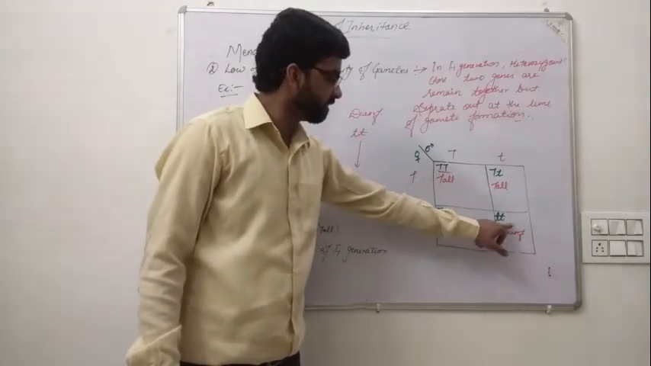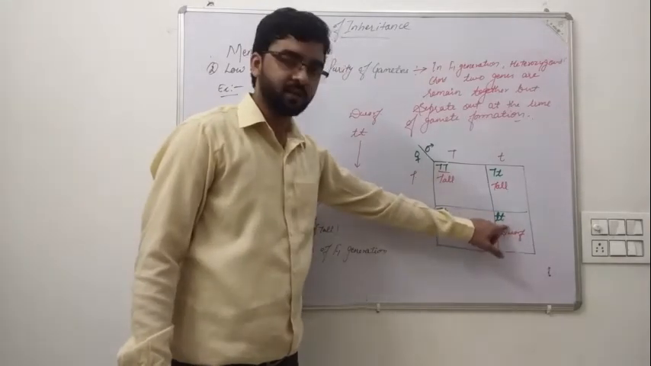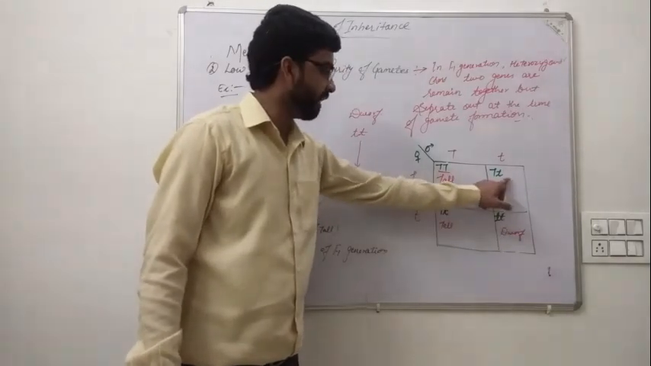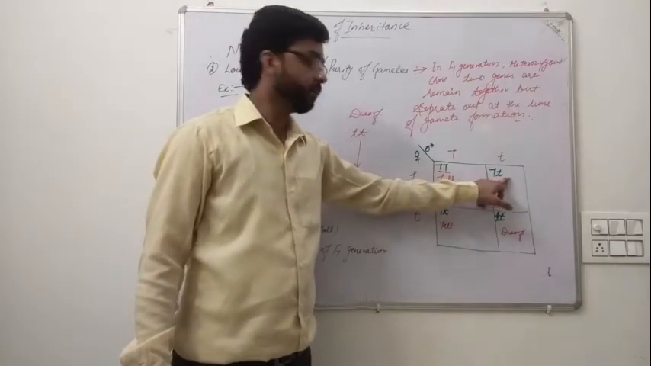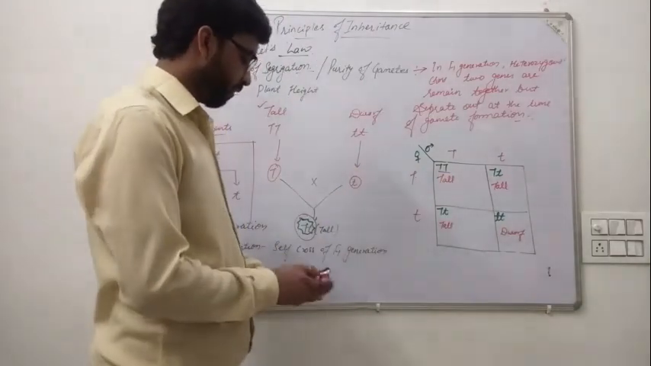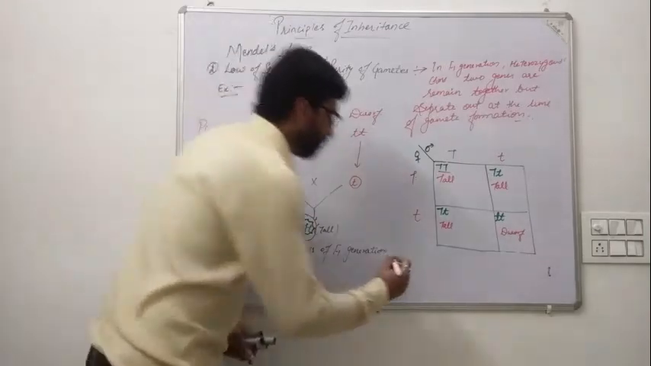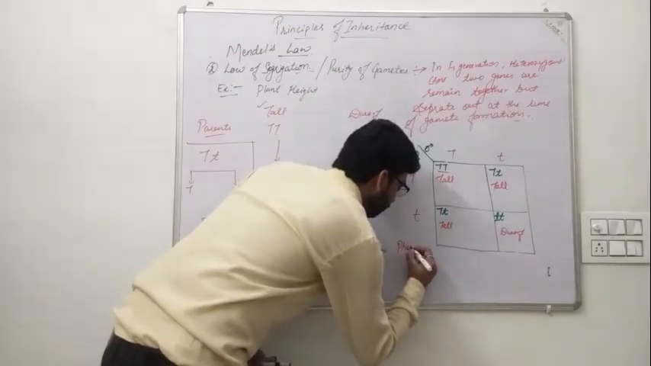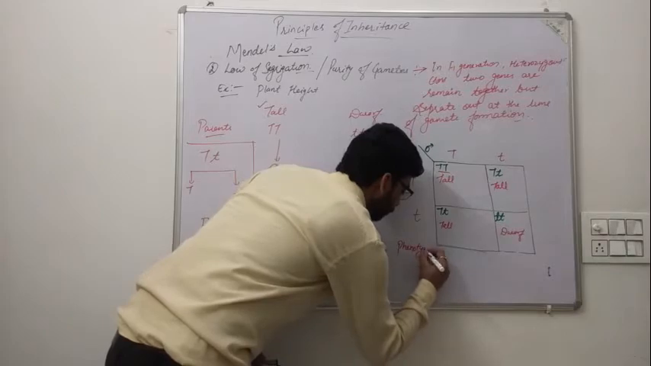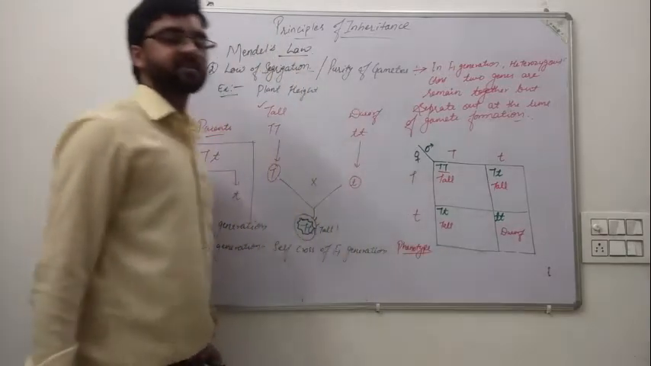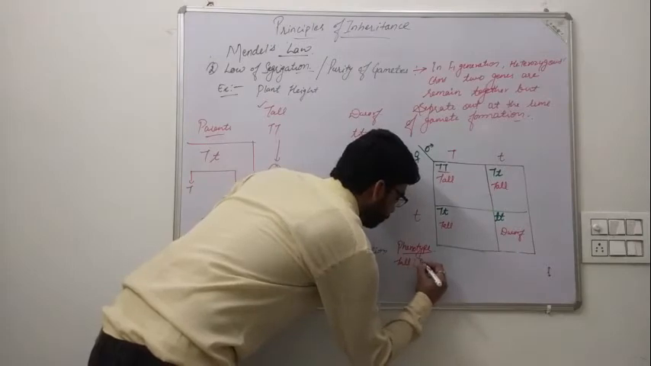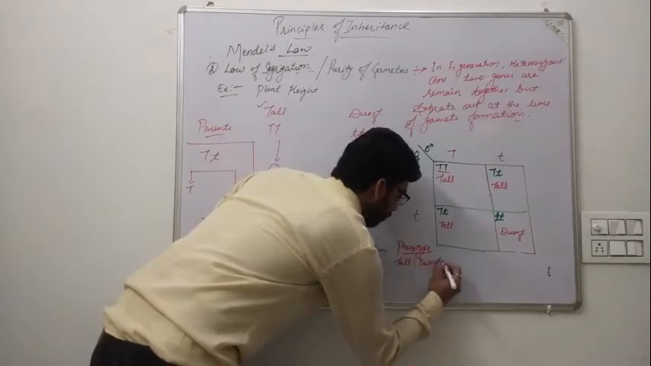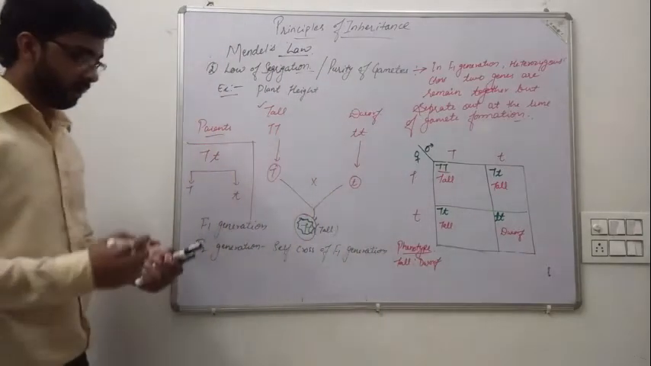It expresses itself only along with itself. When it's combined with any kind of dominant character, it is never expressed. We just write out here phenotype. Phenotype means external appearance. They are the tall and dwarf. Tall and dwarf here.